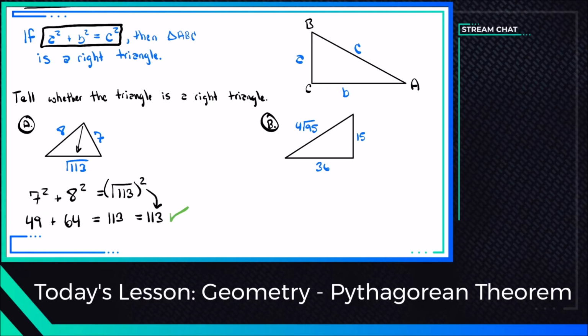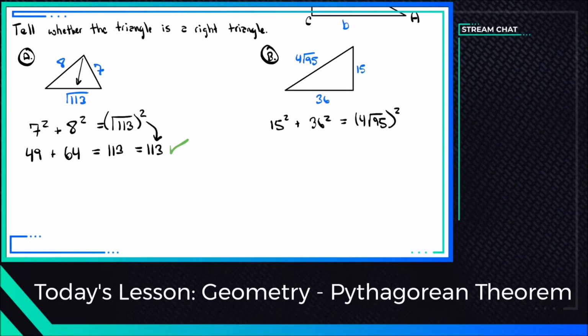Let's take a look at this second one here. Our short side is going to be 15 squared, plus our next side, 36 squared, needs to be equal to 4 times the square root of 95 squared. And so this can get a little tricky, especially with this right-hand side there. But 15 squared is going to be equal to 225. 36 squared is going to be equal to 1,296. And we're going to break down 4 times the square root of 95 into 4 squared multiplied by the square root of 95 squared.